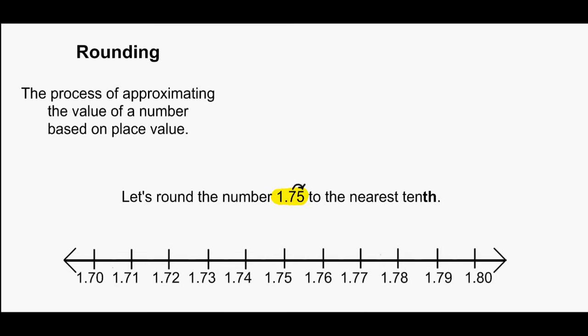In other words, we would like to know if 1 and 75/100ths is closer to 1 and 70/100ths, or is it closer to 1 and 80/100ths? You may be wondering why the nearest tenth, 1 and 70/100ths or 1 and 80/100ths, has a 0 in the hundredths place. Remember that when you round a number, after the place value you round to, all digits to the right become zeros. So now let's look at our rounding rules.